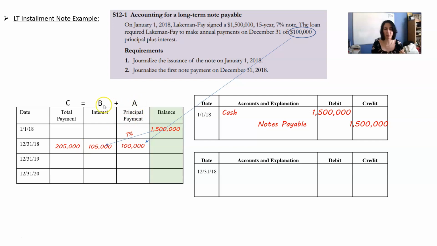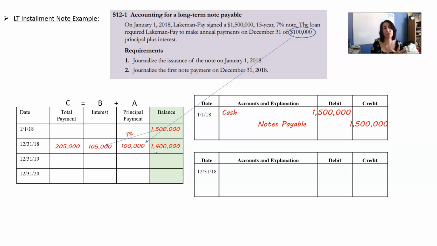So that's why I have the A plus B equals C here for you, just so you can see the interplay. The balance now of that loan, because it was 1.5 million, but $100,000 of that payment was towards principal, so the new balance of the loan is $1.4 million. Okay, I hope that makes sense. Let's take it to the next year.